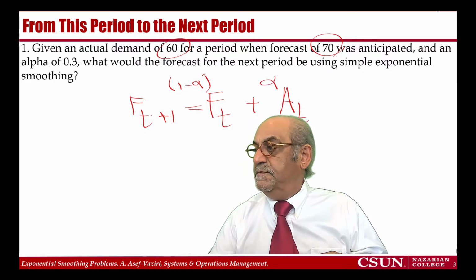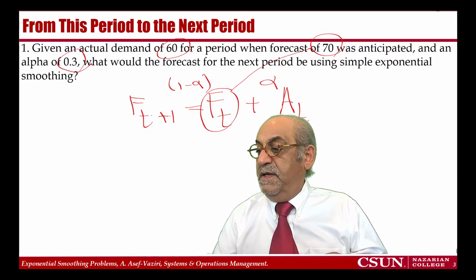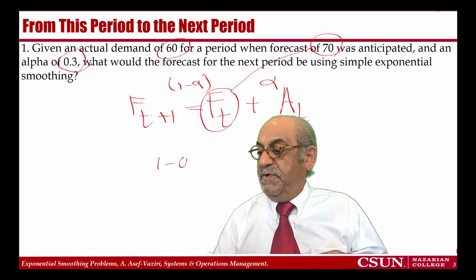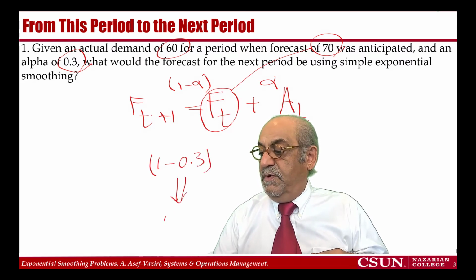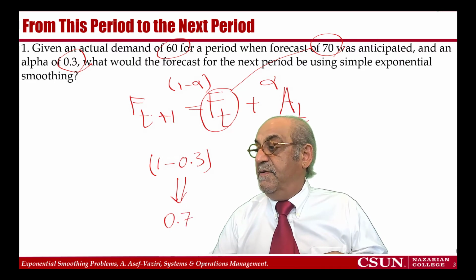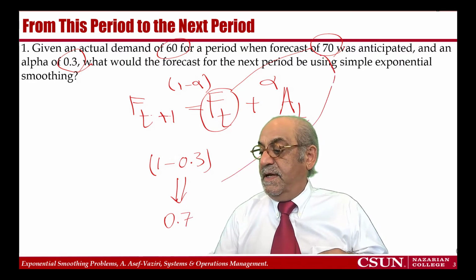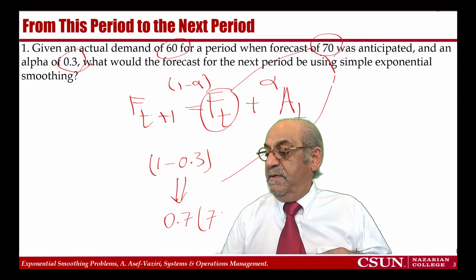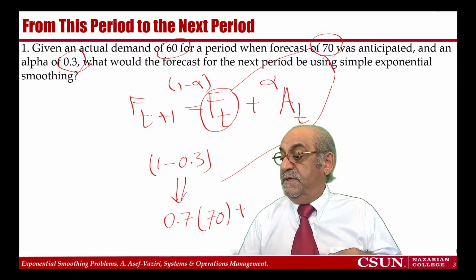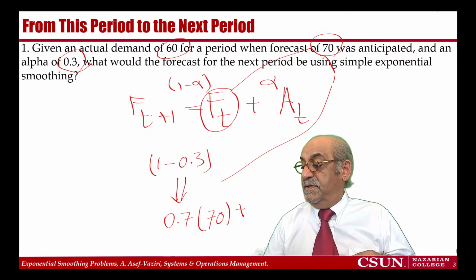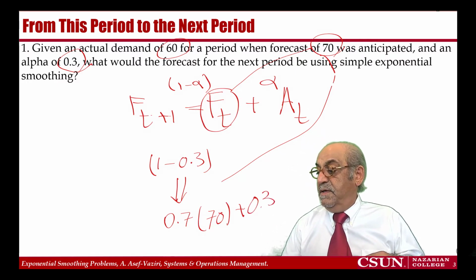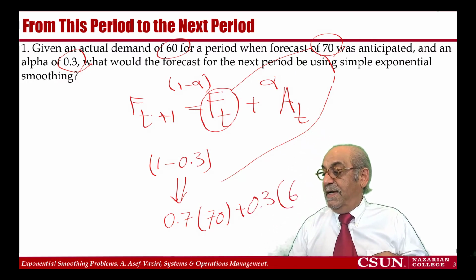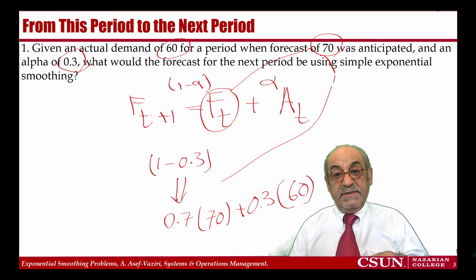Ft is 70, alpha is 0.3, 1 minus 0.3 is equal to 0.7. That is multiplied by forecast 70, plus alpha, which is 0.3, multiplied by actual, which is 60.